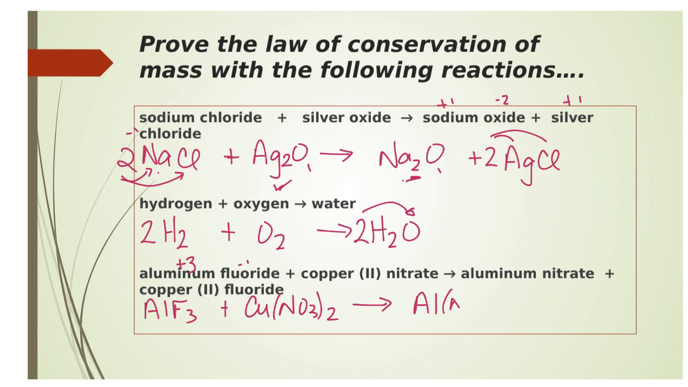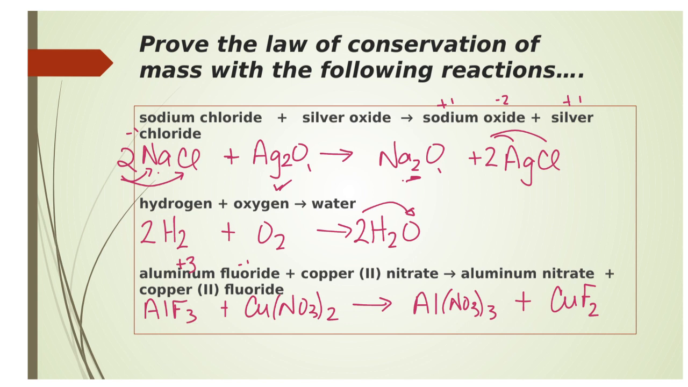Aluminum has a charge of 3. Nitrate has a charge of 1. I need to bring the 3 down. And I'm going to create copper 2 fluoride. So fluoride is just the single element. And I end up with CuF2.